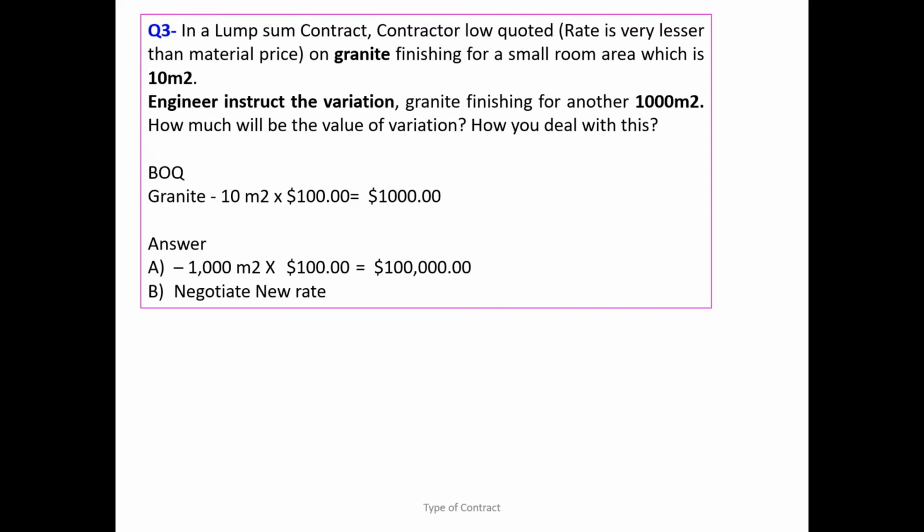Therefore, negotiating the new rate is the right solution. Okay, negotiating the new rates is the right solution. But still, remember, answer A sometimes becomes the right answer when it comes to countries like the UK, where the contract must be followed. There's no good faith and fair deal.